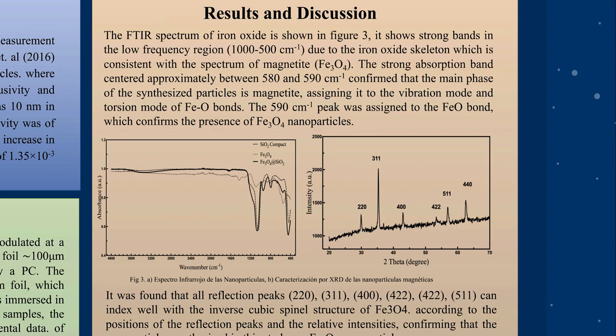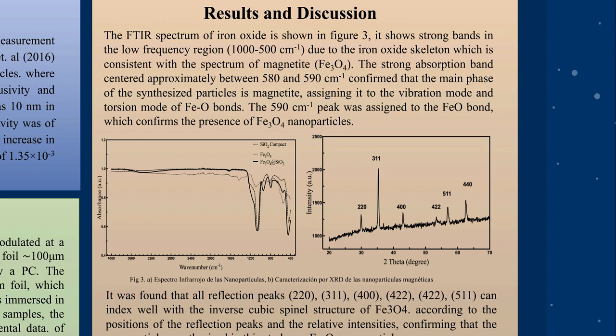Also, we found all the reflection peaks, that is 220, 311, 400, 422, 511, which can be indexed well in the inverse cubic spinel structure of magnetite, according to the position of the reflection peaks and the relative intensity. It is confirmed that the nanoparticles synthesized in this study are magnetite nanoparticles.